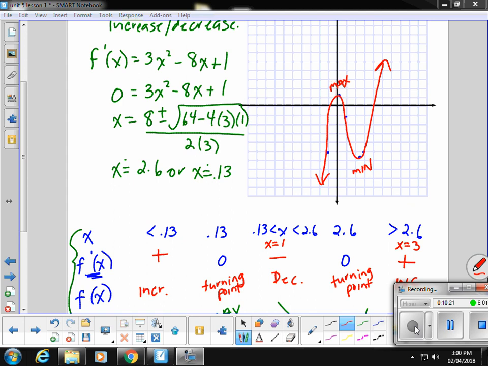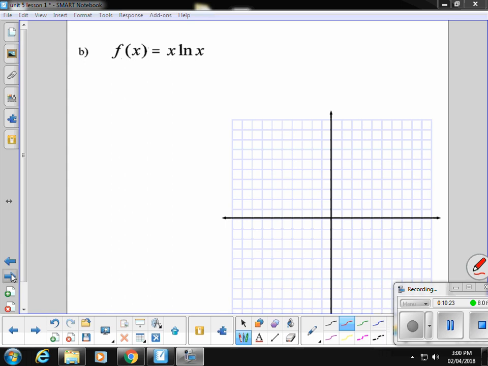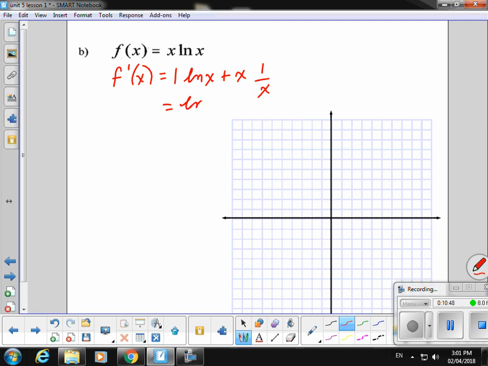Let's look at a last example. F of x equals x ln x. So we know that the derivative function can help us find critical points. So let's find the derivative. So the derivative of this product would be derivative of the first times the second plus the first times the derivative of the second. Awesome. We have ln x plus 1.